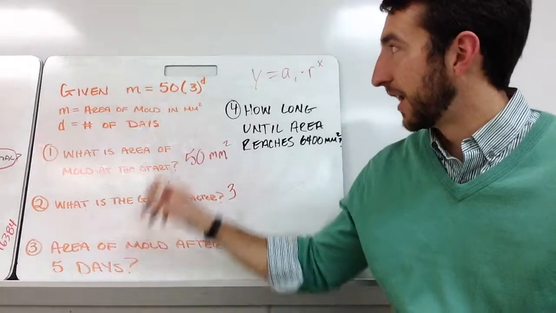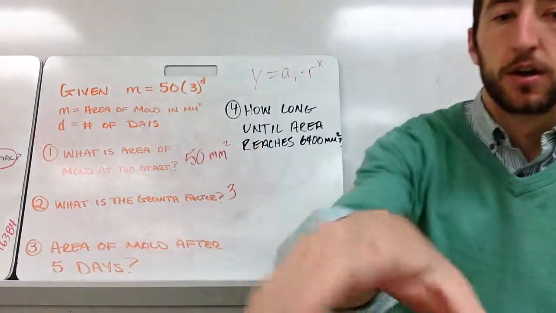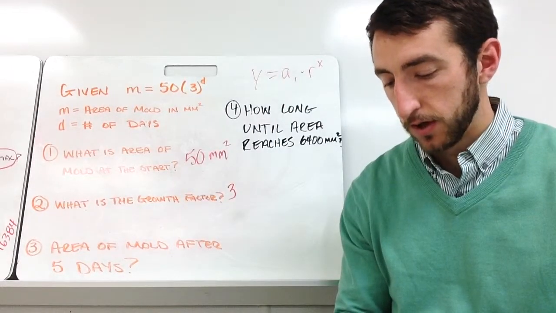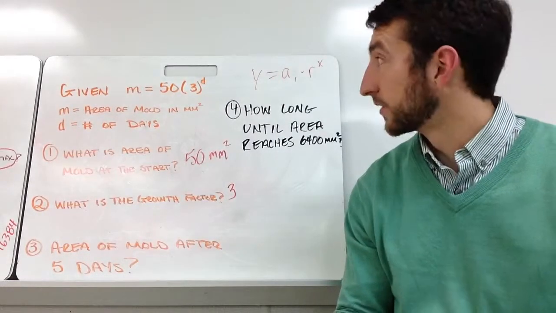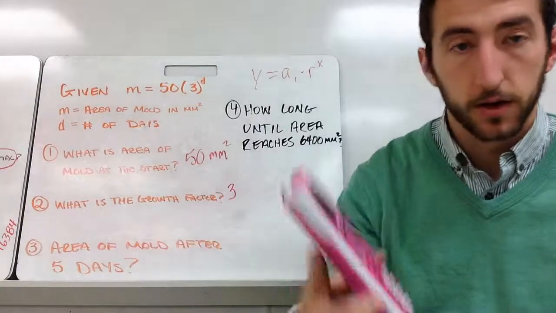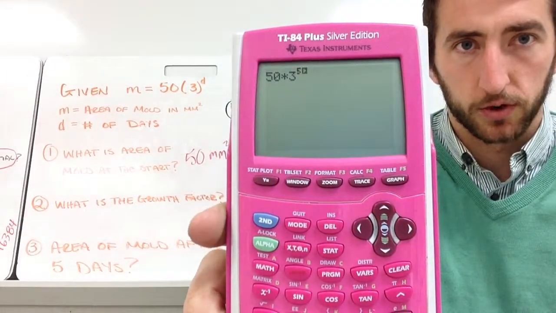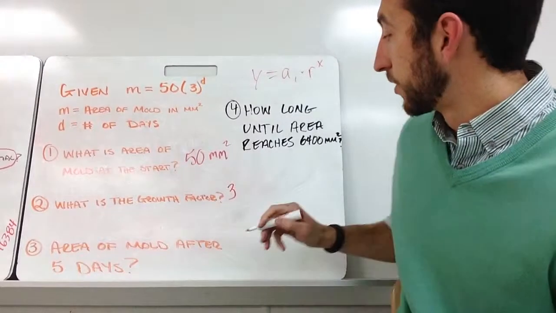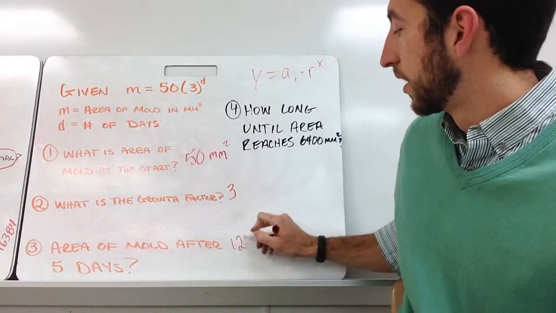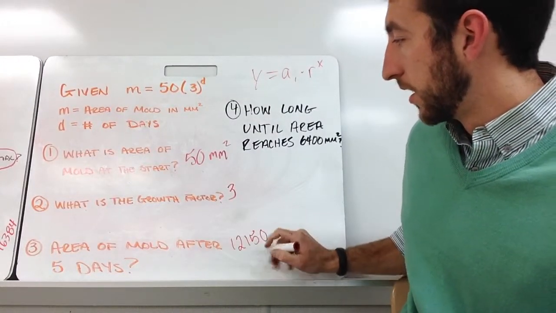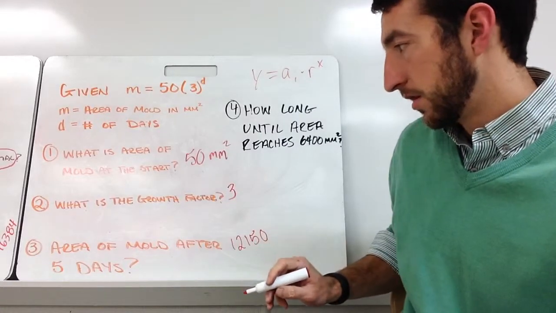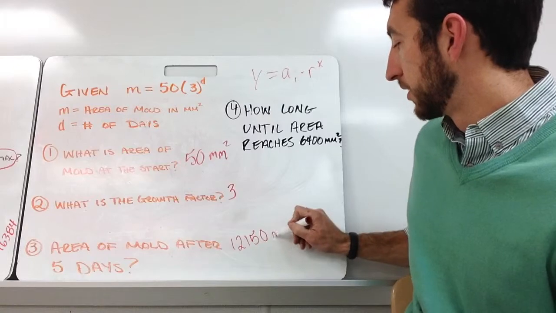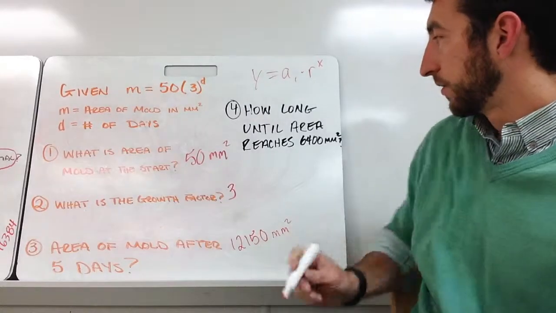So I know after 5 days, I plug 5 into my calculator. So I got 50 times 3 raised to the 5th. I get 12,150. And that would be in millimeters squared.